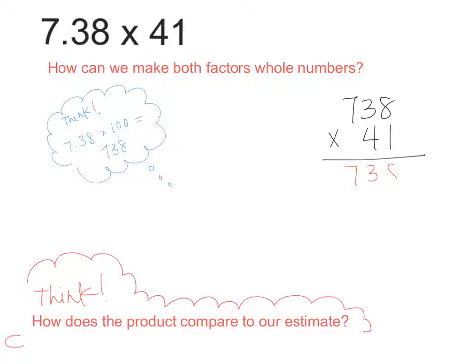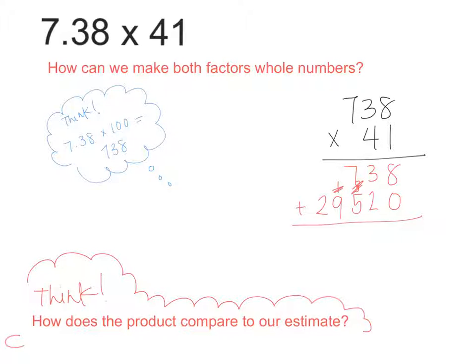738. Okay. Now we're going to work at the 10, so I'm going to put a 0. 4 times 8 is? Everyone? 32. We'll write the 2 and regroup the 3, 30. 4 times 3 is? 12 plus 3 is? 15. Okay, so we'll write the 5 and regroup the 10. 4 times 7 is? 28. Plus 1 is? 29. Okay.